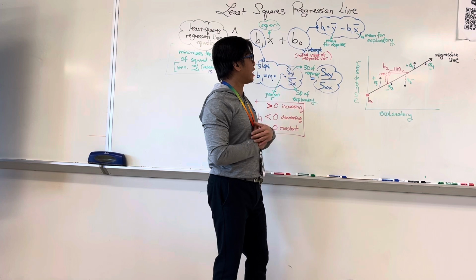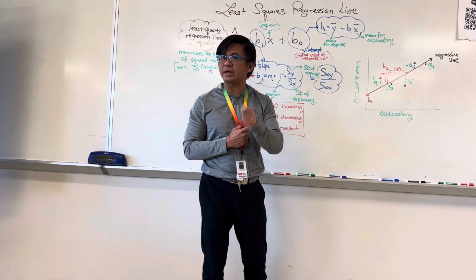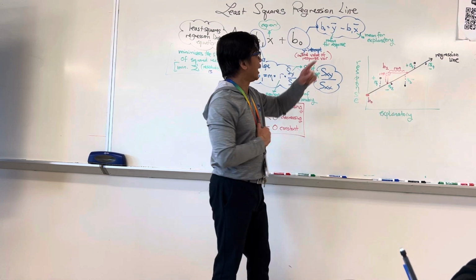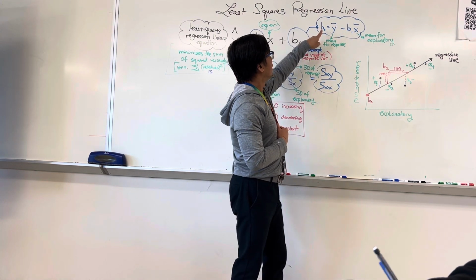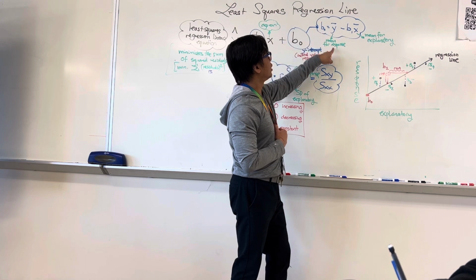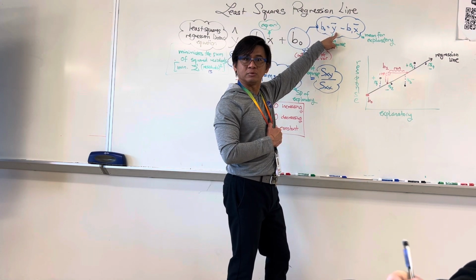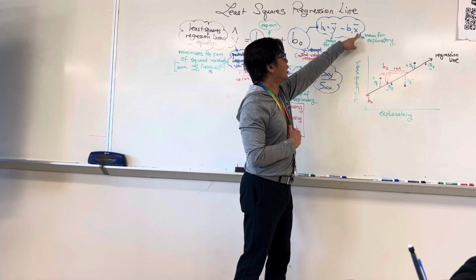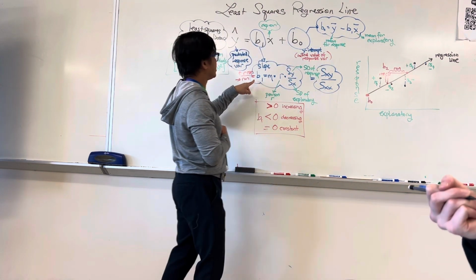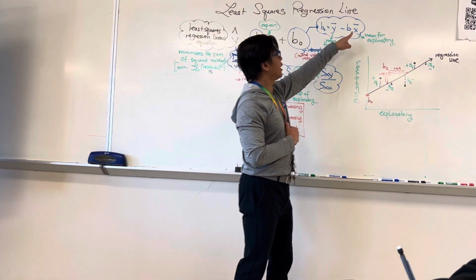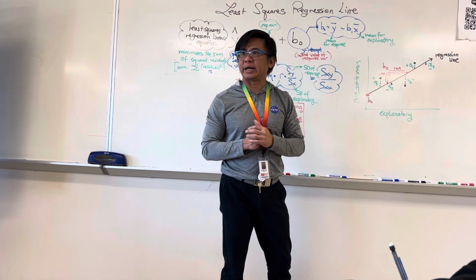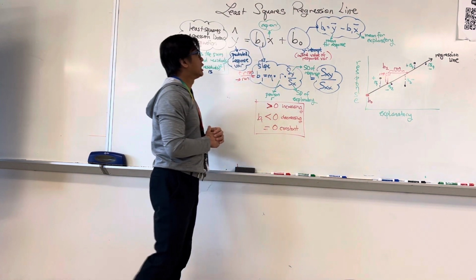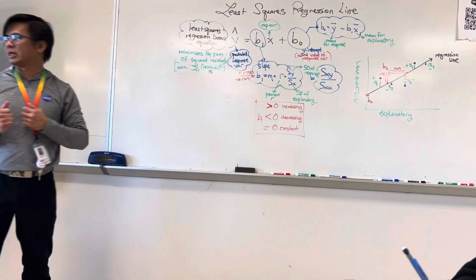The y-intercept is the initial value of the response variable when the explanatory variable is 0, right? And what's the formula? So here's the formula. B sub 0 is equal to the mean of y minus B1 x bar, where B1 is the slope that we got, and x bar is the mean of the explanatory variable. Okay, so those are our values for B1x plus B sub 0.